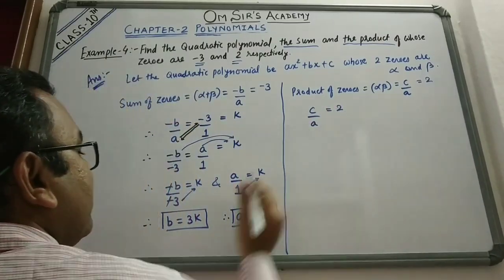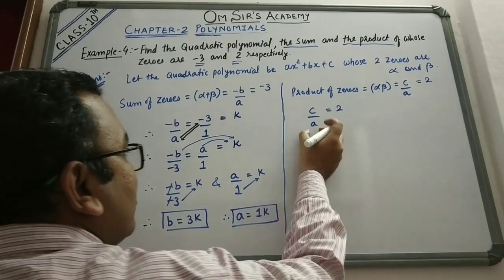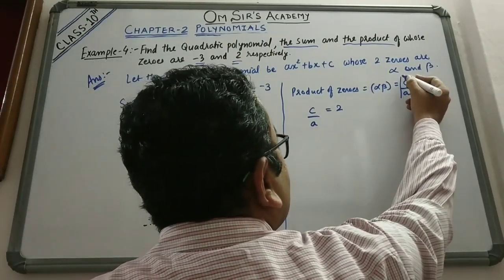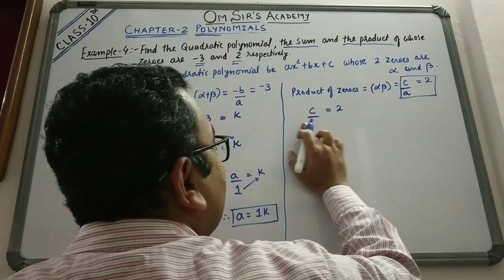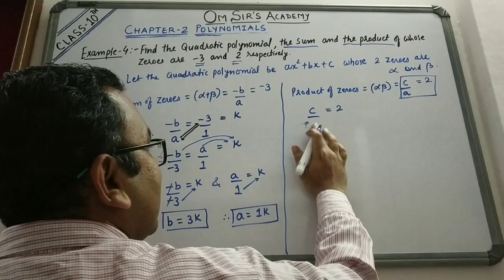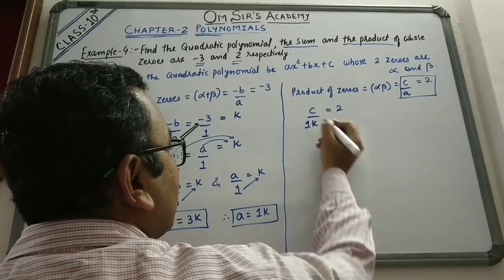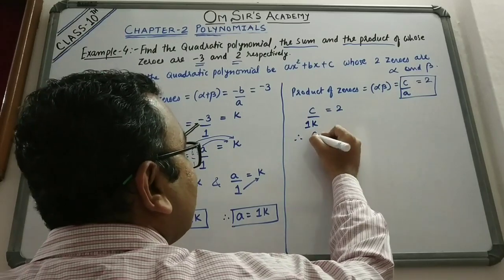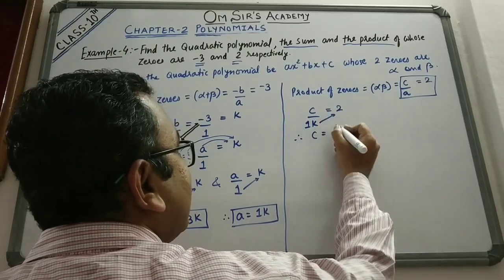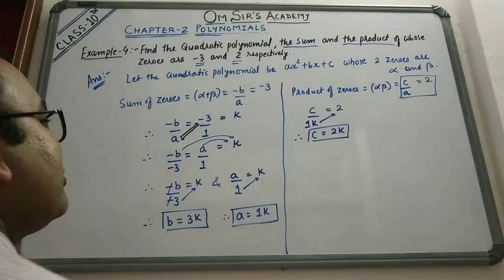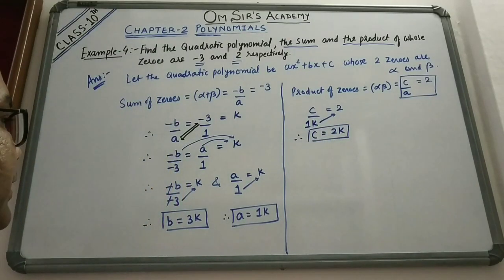If I substitute this a equals 1k over here, so c upon a was 2, and in place of a I substitute the value 1k which I already found out. Okay, so taking a equals 1k, I'll get the value of c. So 1k into 2 is what? 2k. So what is the value of c? c is 2k. Is it clear, friends?